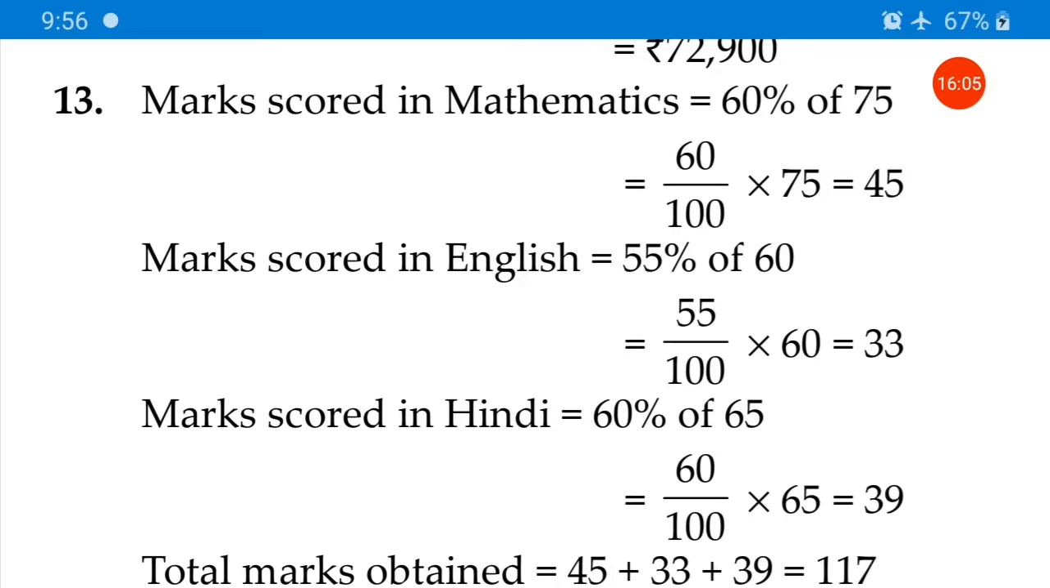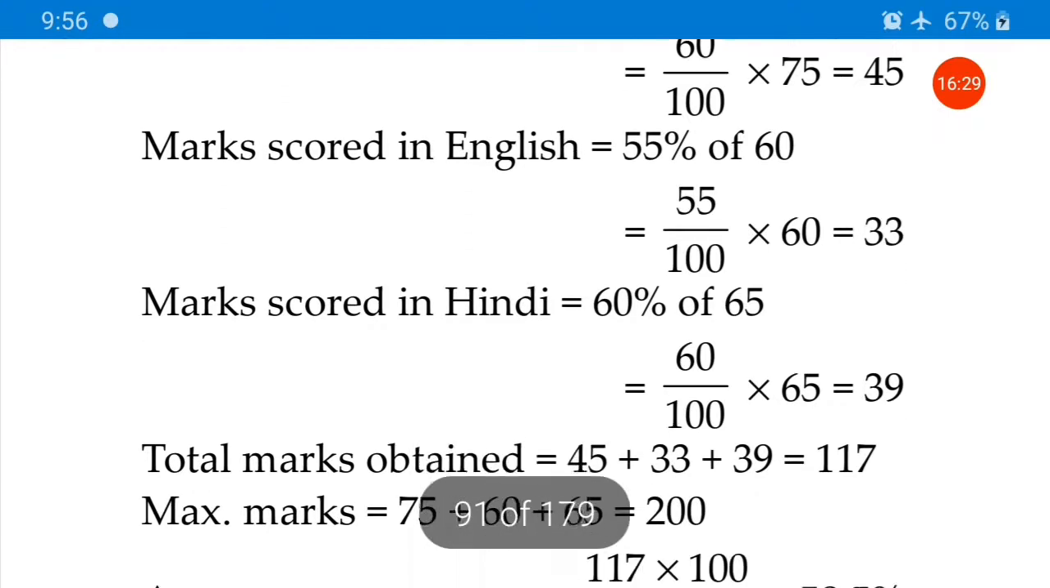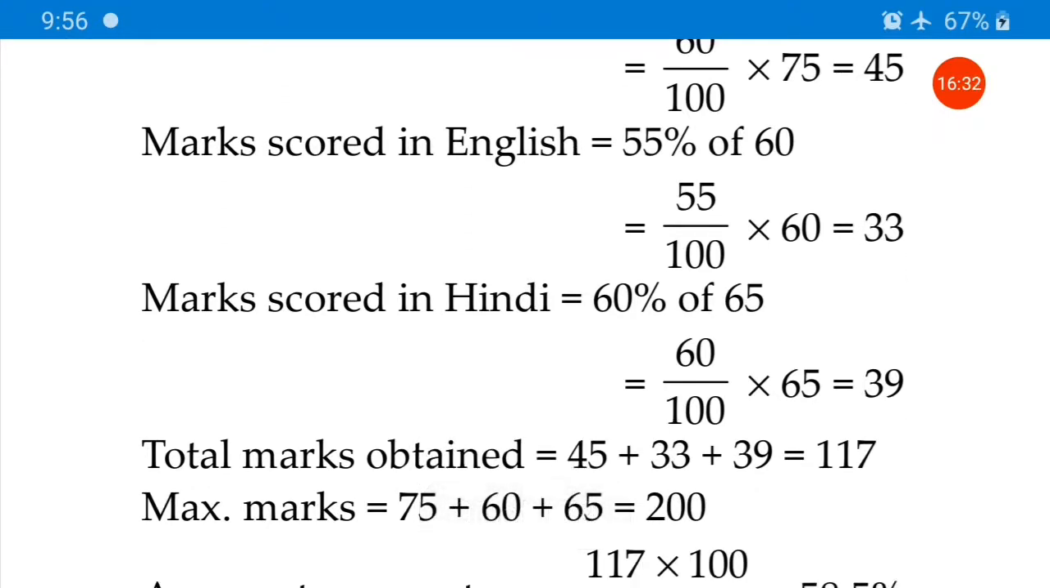The marks scored in mathematics, 60% of 75, so 60 upon 100 multiplied by 75, it is 45. Marks scored in English, 55% of 60, so 55 upon 100 multiplied by 60, 33. Marks scored in Hindi, 60% of 65, 60 upon 100 multiplied by 65, it is 39. So total marks obtained 45 plus 33 plus 39, it is 117.